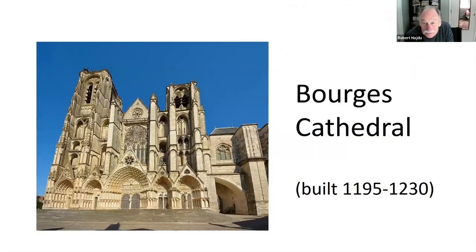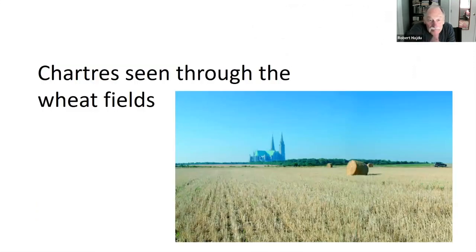The next slide, please, Eric. This is just, as I say, Chartres seen through the wheat fields. You can see Chartres, which is in a flat part of France, southwest of Paris, about maybe 70 miles or so. It is in one of the major wheat growing plains of France. So as you're driving, or if you're taking the train, you see the cathedral from a distance and you say, wow, there it is. And there's nothing else like it in the world. Eric, please.